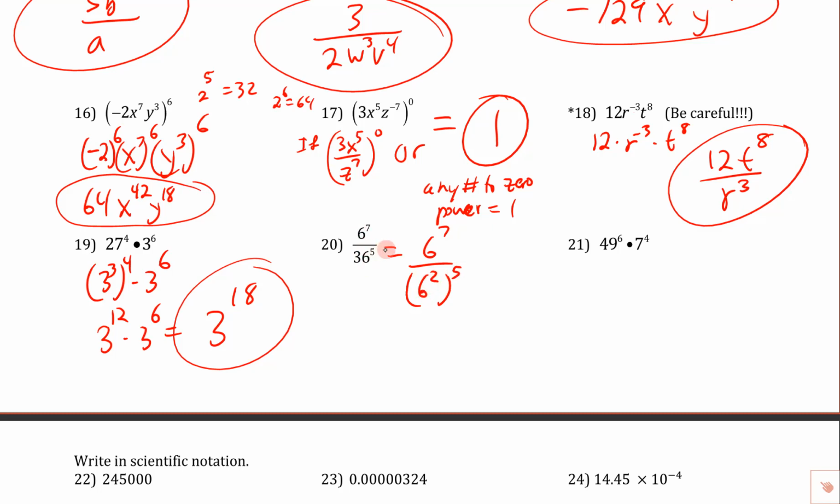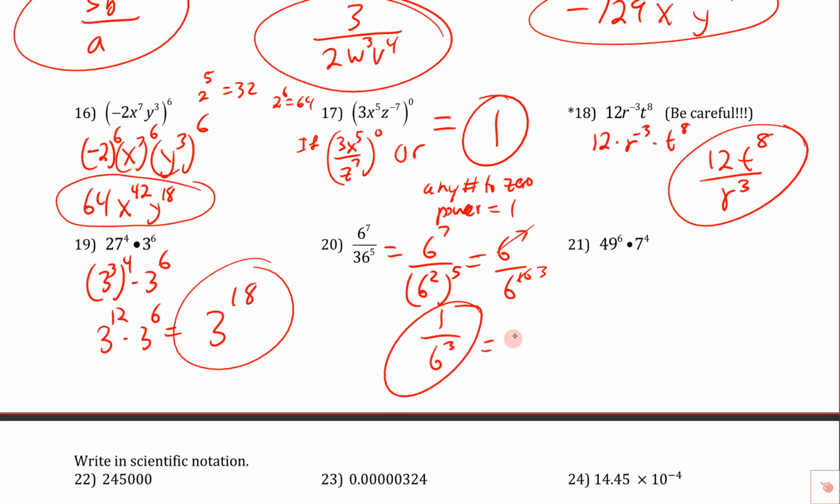We haven't changed the bar. We haven't changed anything above the bar. It's still 6 to the 7th. We haven't changed the exponent of 5. All we did was put a set of parentheses and write 36 as 6 squared. So this is 6 to the 7th on the top, and this is 6 to the 10th on the bottom. These 7 are going to cancel with 7 of those, so we have 1 over 6 to the 3rd.